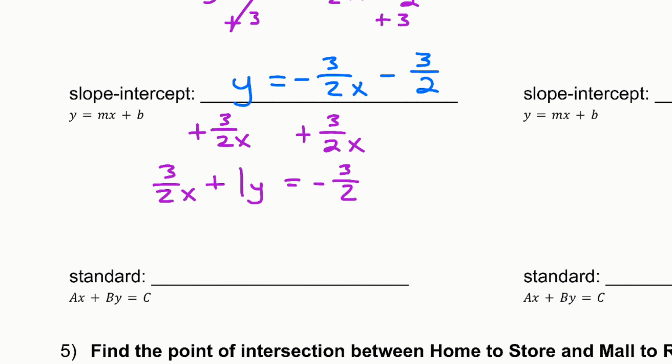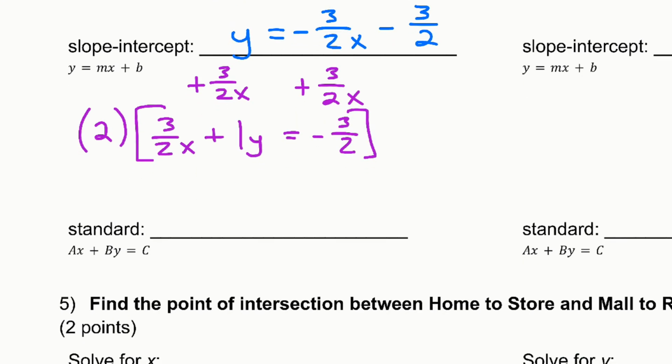Okay. Last thing that I have to do, because I have fractions, is multiply by the least common denominator. So I'm going to multiply everything by 2. And when I say everything, distribute. Everything gets multiplied by that 2. That was a common mistake that I saw on the project. So when you do the distribution well, 2 times 3/2 x gets me 3x. 2 times 1y gets me 2y. And 2 times -3/2 will get me -3. All right, and that's standard form.